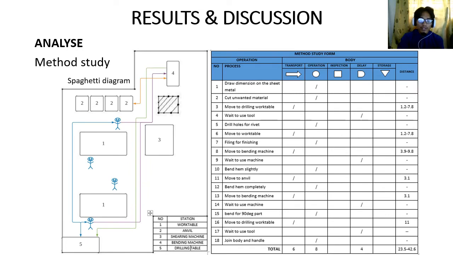And this is the method study for fabricating body. This diagram shows the working movement of the student during fabricating body, and this table shows the work elements categories and the distance travelled in the work elements.